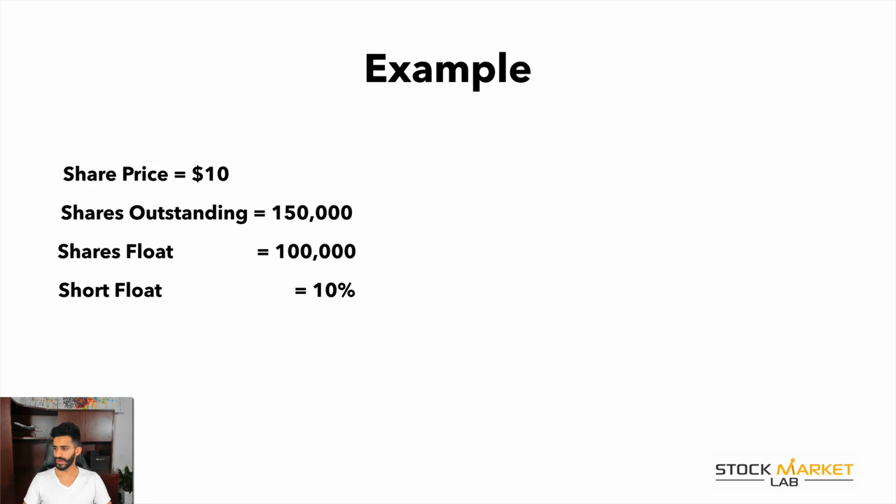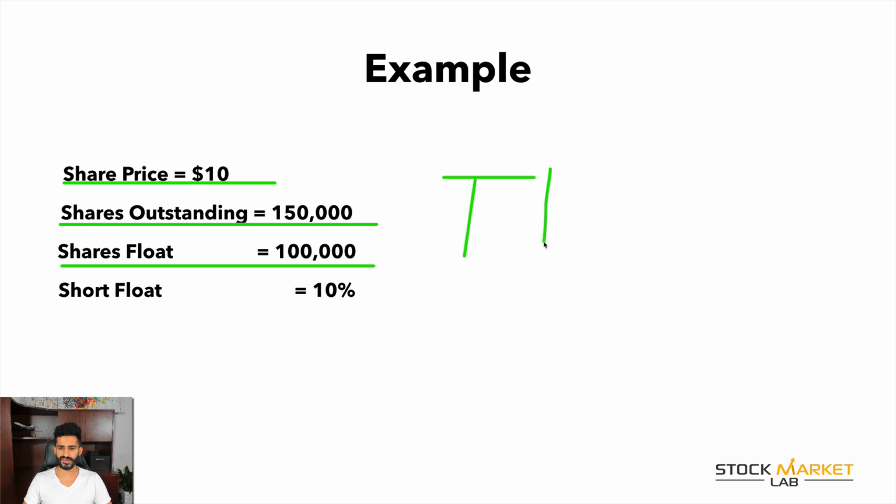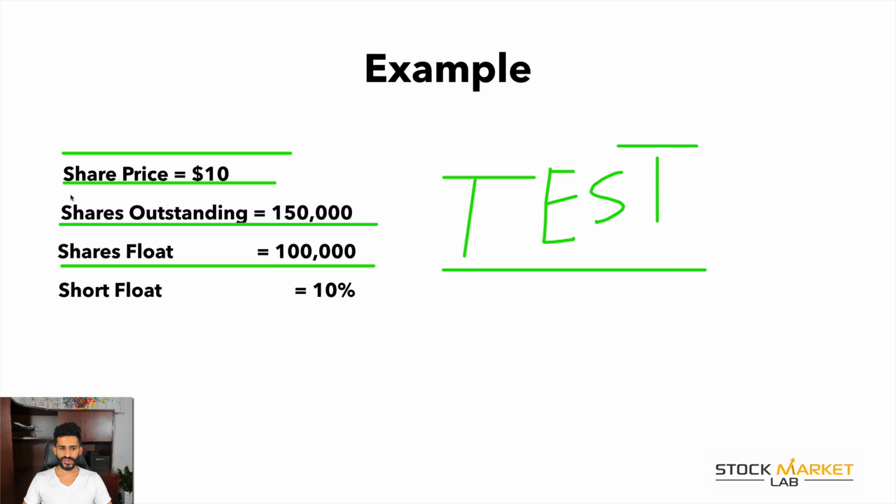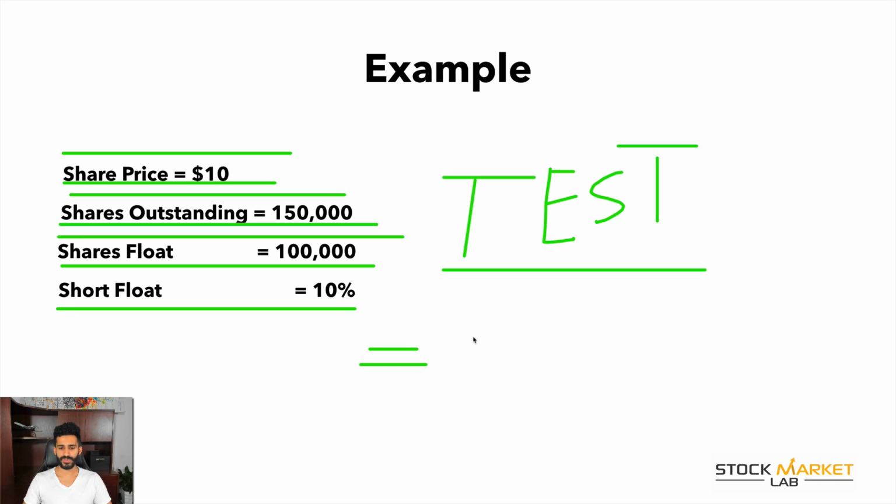Now, let's go over an example. So let's say we have a stock with a share price of $10. Shares outstanding is 150,000. Shares float is 100,000. So this is time for a test. Let's understand if you understood everything we went over. So if the share price is $10, shares outstanding is 150,000, shares float is 100,000, and the short float is 10%, what is the market cap?